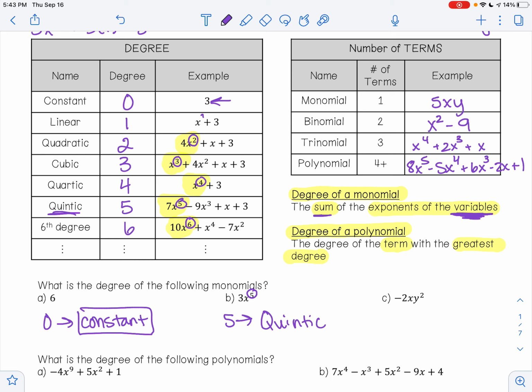And then for example C, I have negative 2xy squared. For this monomial, let's look at the variables. X has an exponent of 1. Remember, if it was 0, then it wouldn't be there. And then y has an exponent of 2. 1 plus 2 is 3. So my degree of this monomial is 3, making it cubic.